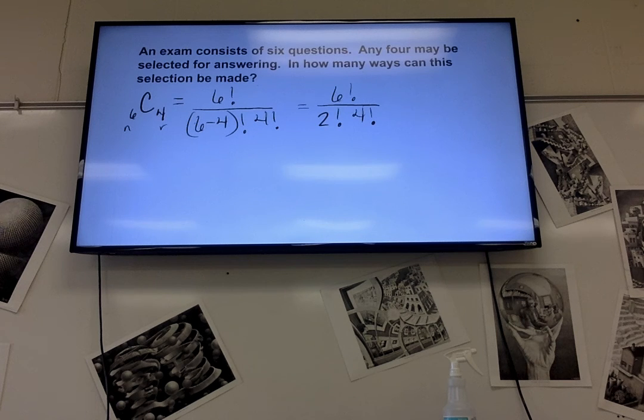Now it's perfectly fine to type this into your calculator. Just make sure you put parentheses around the 2 factorial and the 4 factorial on the bottom. Remember, to get to that, you go to the math button, cursor over to PRB, and it's number 4.